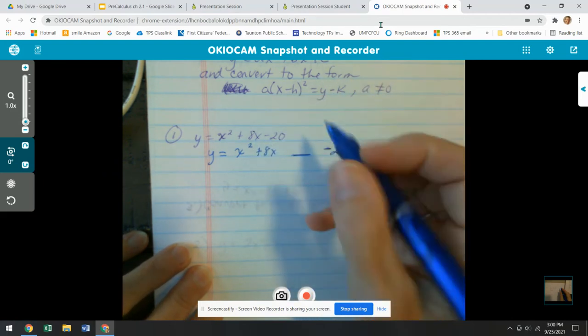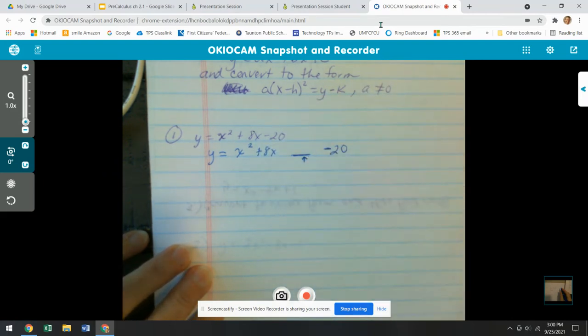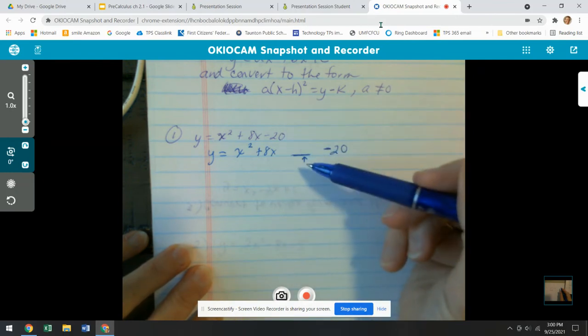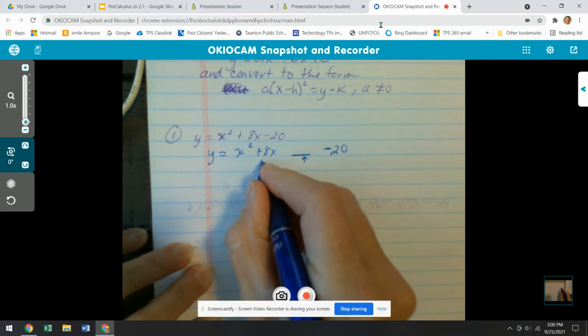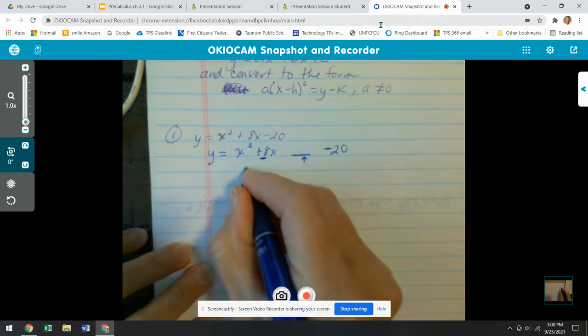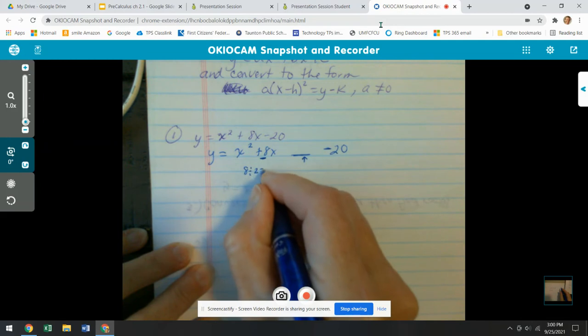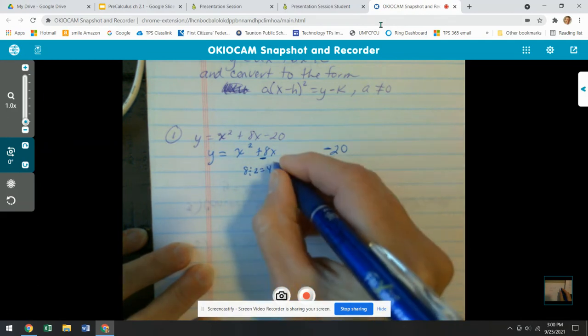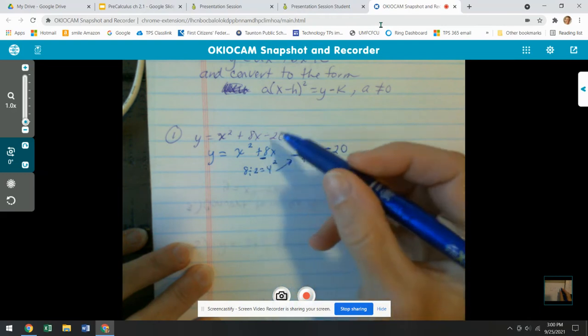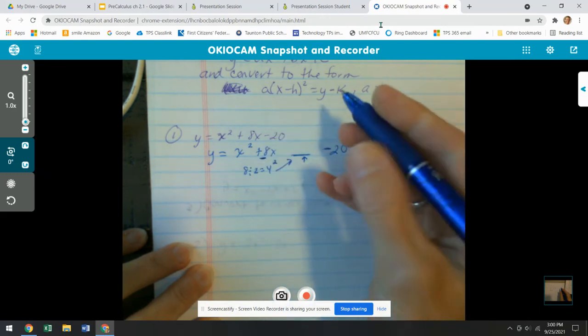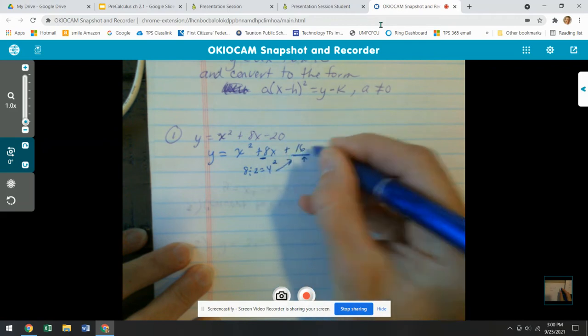Some textbooks call this the magic number. We need to figure out what to add here so that we can get this into vertex form, and the way that you do that is you take your linear coefficient and you divide it by 2. That will give us 4 in this case, and then you square it. 4 squared will be 16. So notice that we got a positive 16. It was a positive 8 divided by 2, so we're just going to add 16.